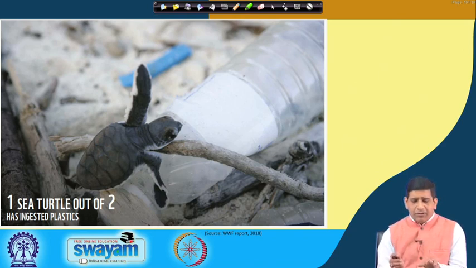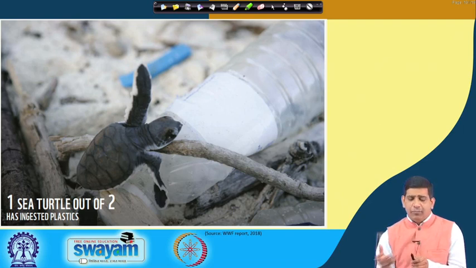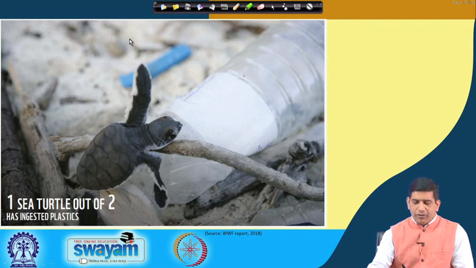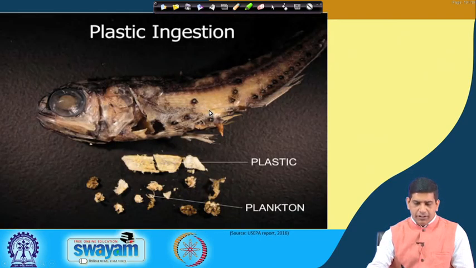As a continuation of the discussion, it has been found that almost 50% of sea turtles have ingested plastic. So, more than 50% of sea turtles have plastics in their body. That is as per the WWF report of 2018.